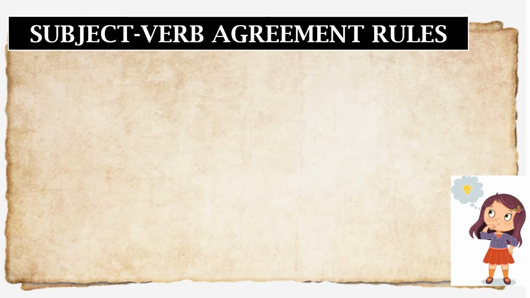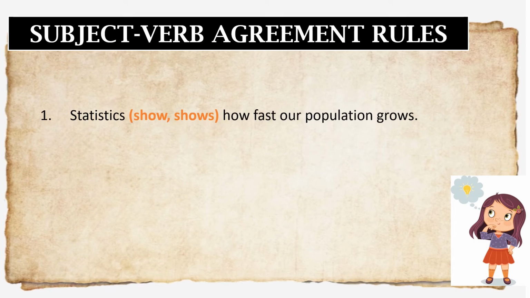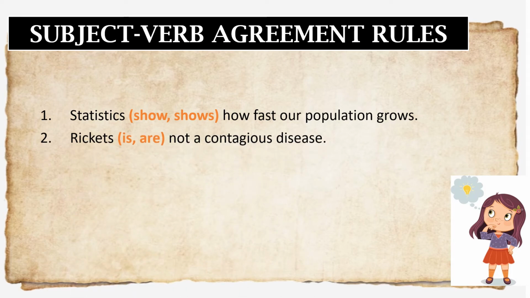Let us try these exercises. Statistics shows how fast our population grows. Statistics, is it singular or plural? Singular. Therefore, we need to use the verb shows. Next, rickets is or are a contagious disease. Is rickets singular or plural? Singular. Therefore, we need to use is.